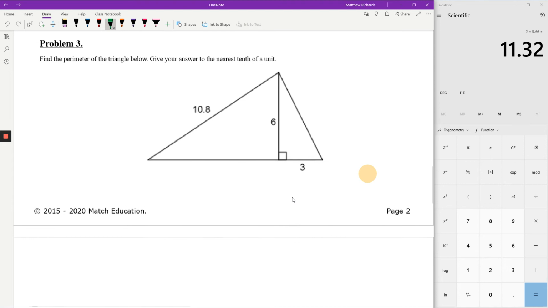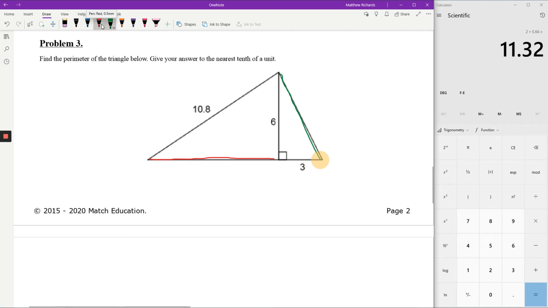Problem 3. Find the perimeter of the triangle below. Give your answer to the nearest tenth of a unit. Well, we need to find some of these missing sides. We need to find the rest of this piece over here. We need to find this piece here. And we need to find the hypotenuse over here. Well, it sounds like we have 2 triangle questions that we need to solve, doesn't it?